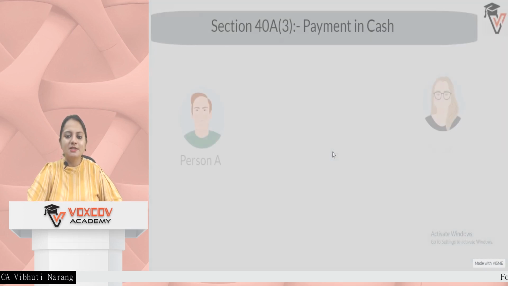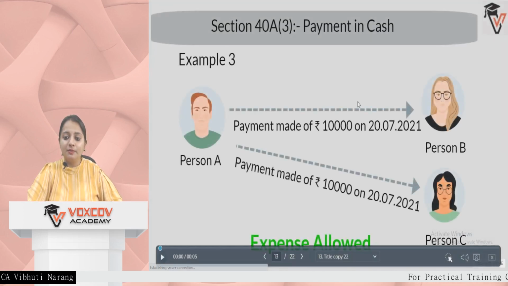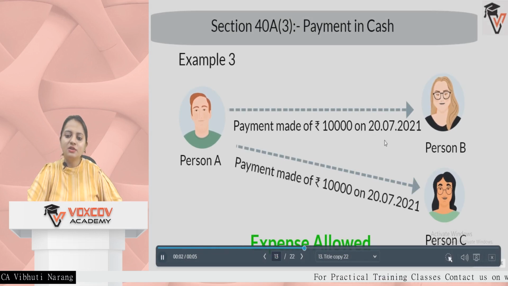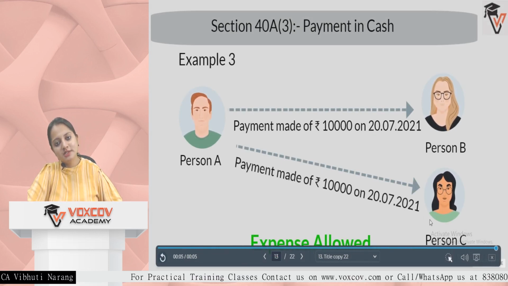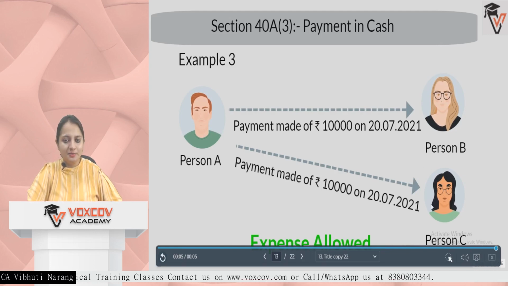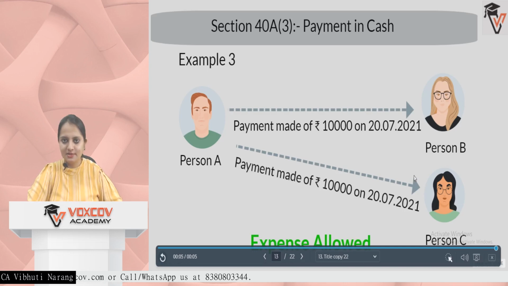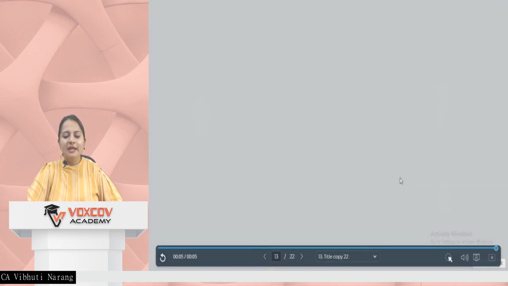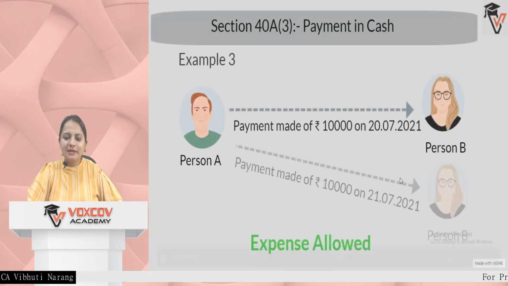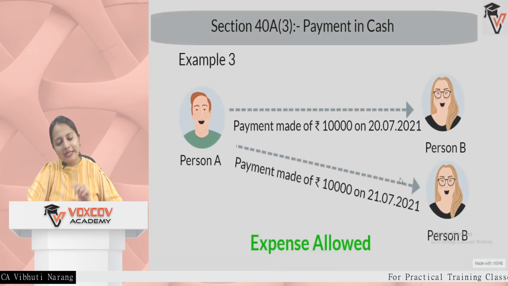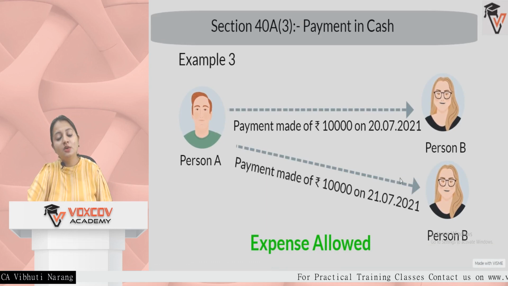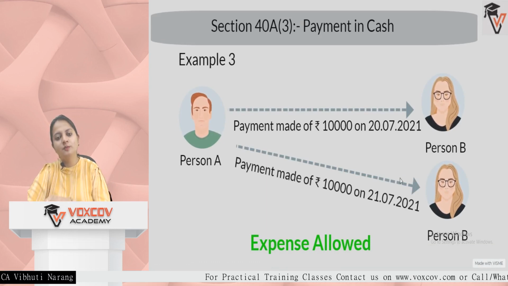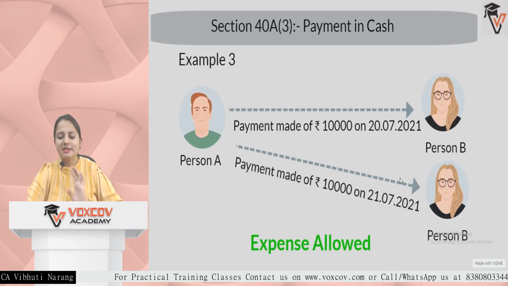Third example, person A is making payment to person B 10,000 on 20th July and 10,000 on 20th July to person C. So it is not a single person in a day. In a day there are two payments, but two different persons are involved. So this expense is allowed. In the next example, person A is making a 10,000 payment on 20th July to person B and on 21st July, the next day, to person B. Then also this expense is allowed.